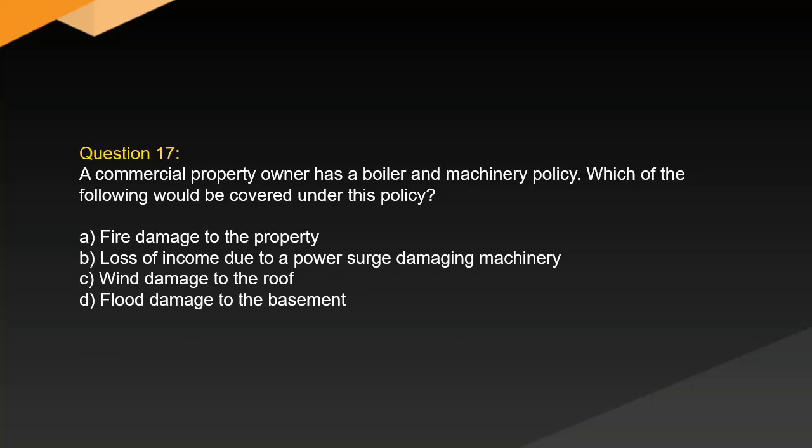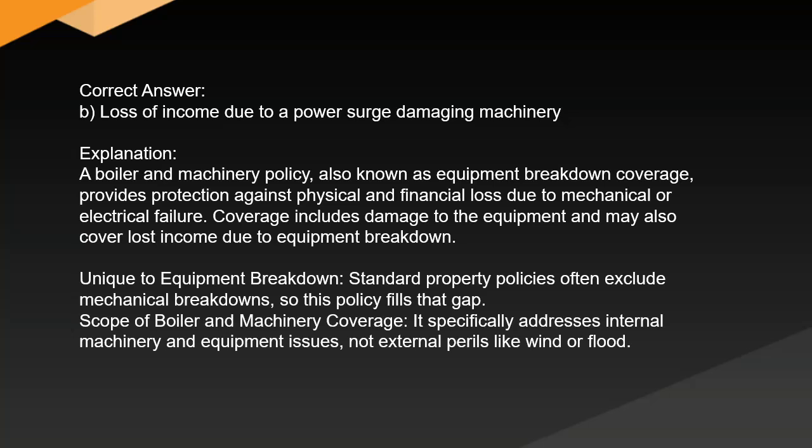Question 17. A commercial property owner has a boiler and machinery policy. Which of the following would be covered under this policy? A. Fire damage to the property. B. Loss of income due to a power surge damaging machinery. C. Wind damage to the roof. D. Flood damage to the basement. Correct answer. B. Loss of income due to power surge damaging machinery.